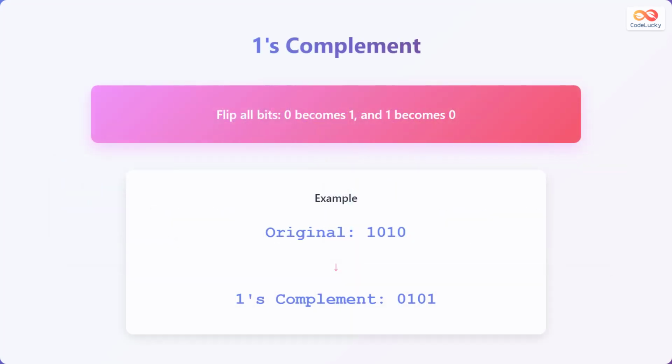First, let's discuss 1's complement. The 1's complement of a binary number is obtained by simply flipping all the bits. That is, each 0 becomes 1 and each 1 becomes 0. For example, if the original binary number is 1010, then its 1's complement is 0101.